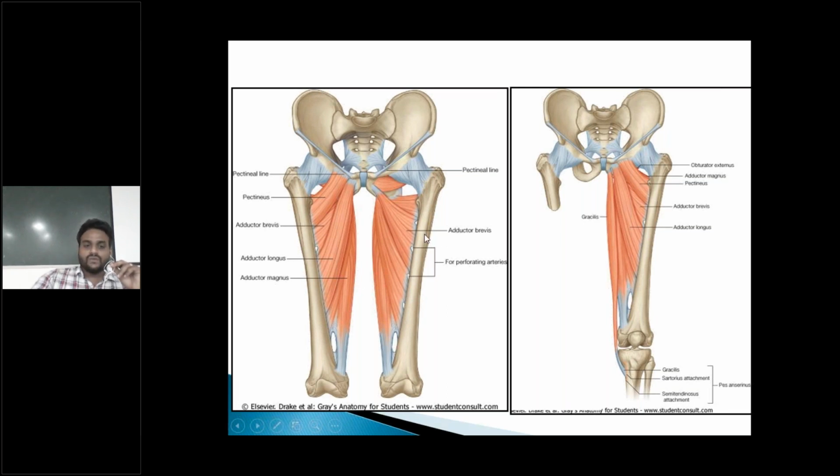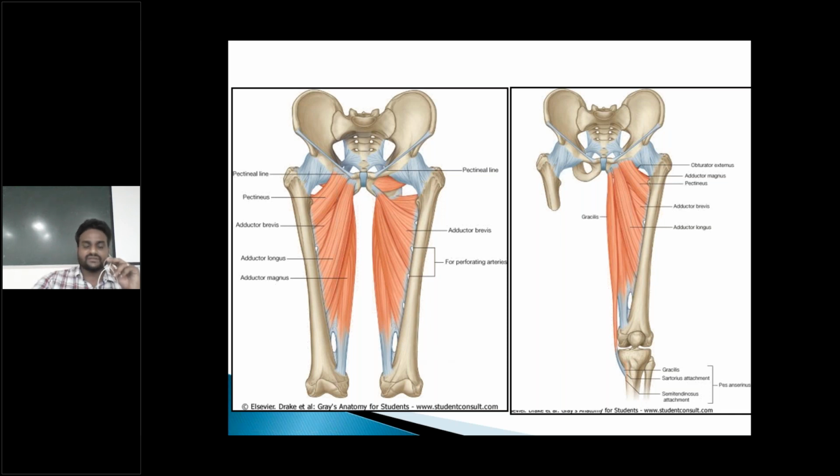Which foramen can you observe in the adductor magnus muscle near the insertion? The hiatus of the adductor magnus. Totally, usually there are 5 small foramina here. The 5th one is the big one, that is the hiatus of the adductor magnus. You also observe that one thing.